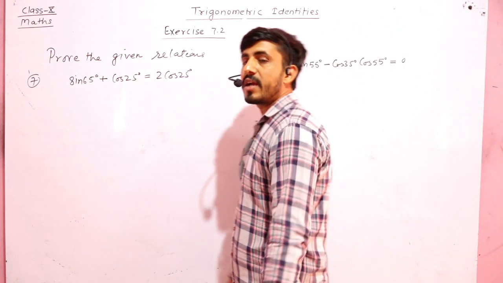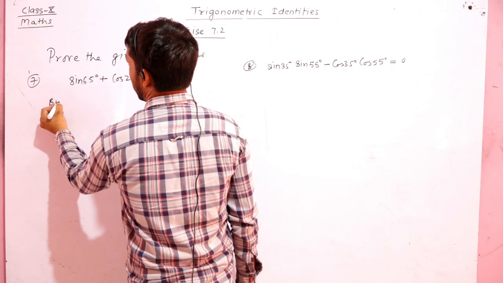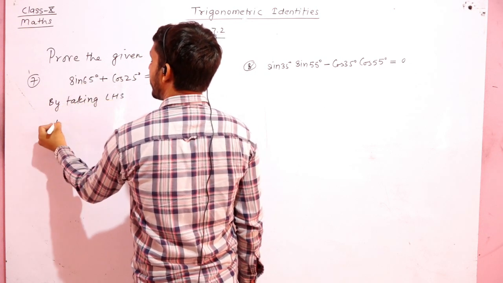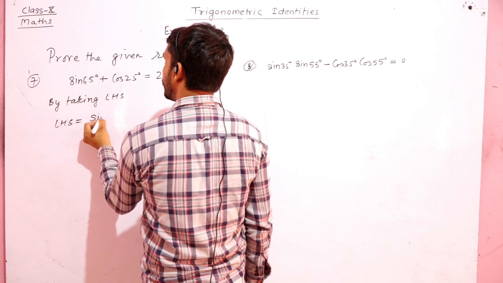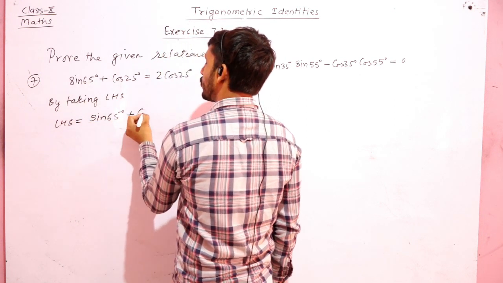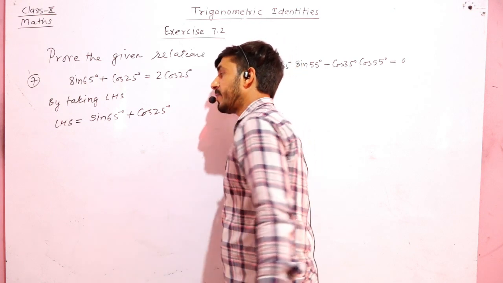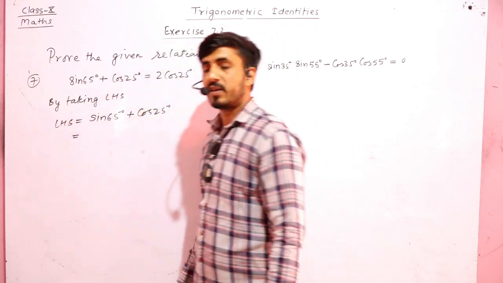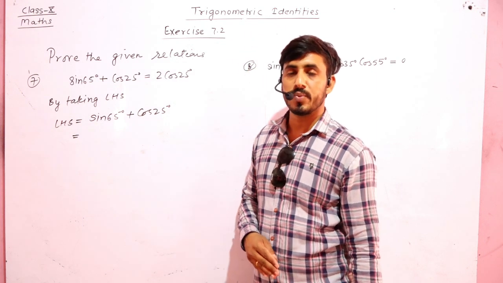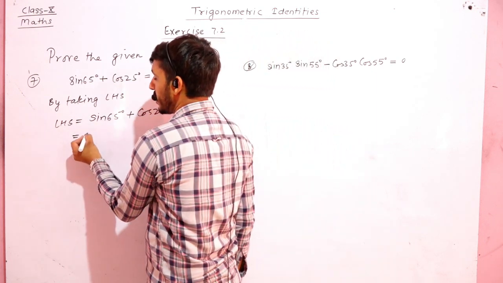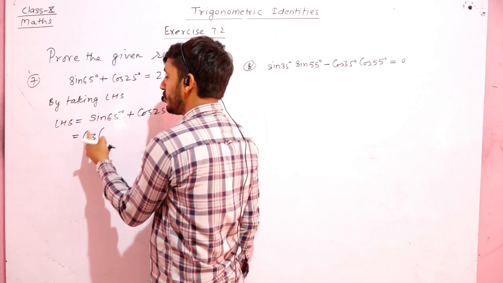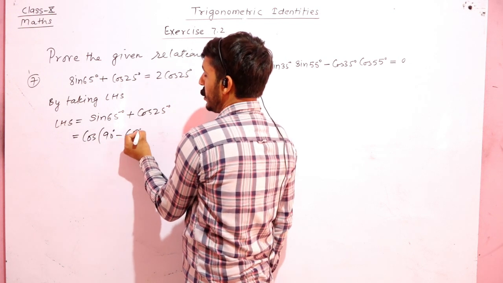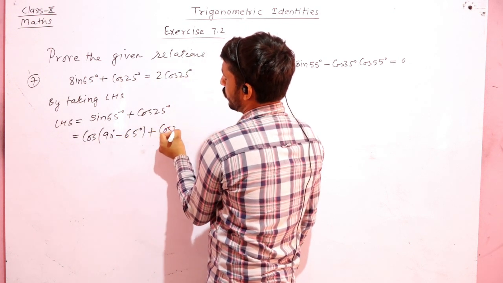So first we will take one side as LHS. The LHS is equal to sine 65 degree plus cos 25 degree. First we will change this sine into cos, as you know that cos is the helping trigonometric ratio of sine. So we can change it by using complementary angle, writing cos in the place of sine, and here we will write 90 degree minus 65 degree plus cos 25 degree.